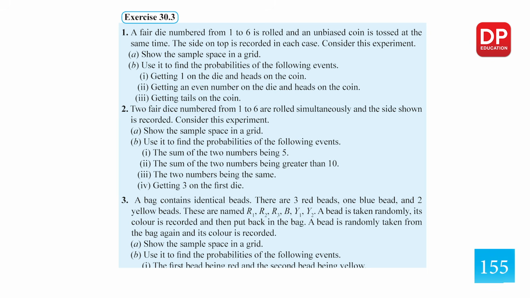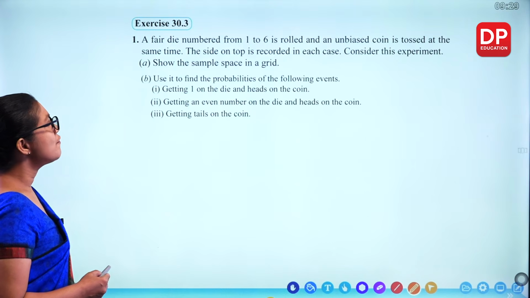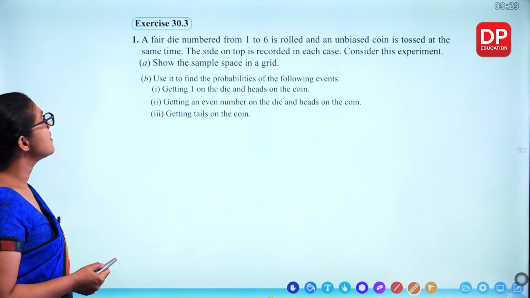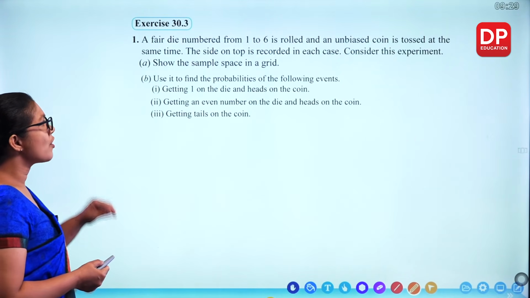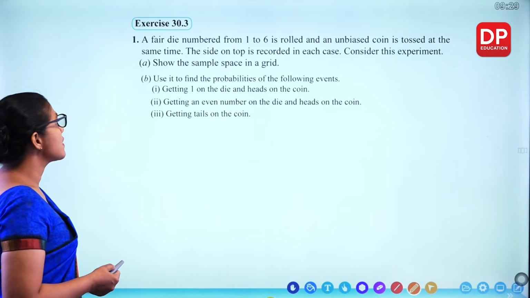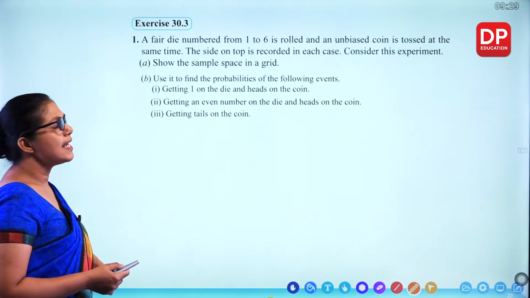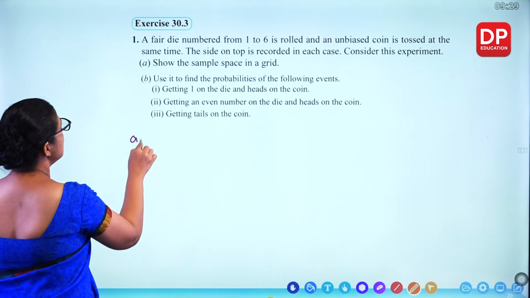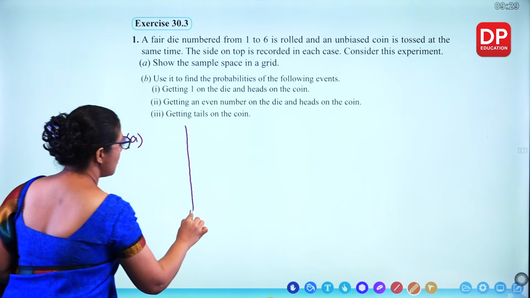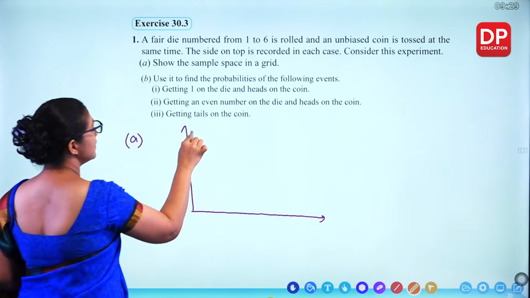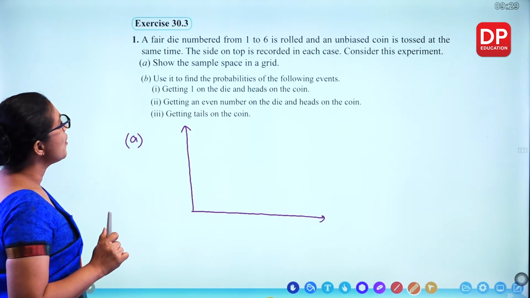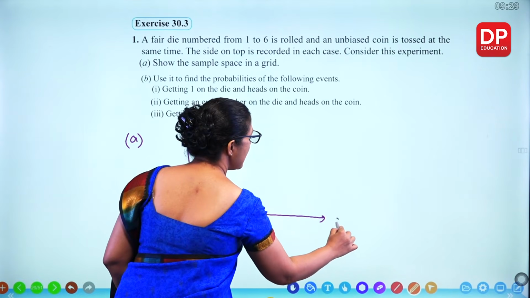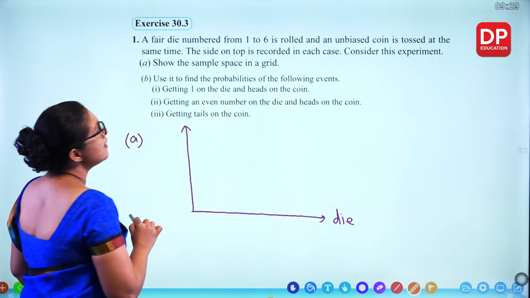Exercise 30.3. A fair die numbered from 1 to 6 is rolled and an unbiased coin is tossed at the same time. The side on top is recorded in each case. Consider this experiment. Show the sample space in a grid. What are the two possible outcomes? What are the two possible events? Two possible events are throwing a die and a coin.